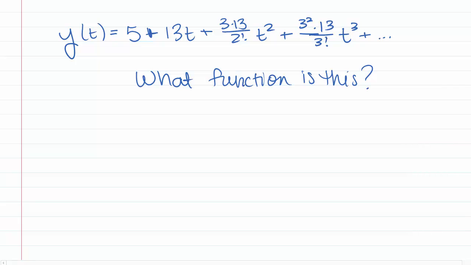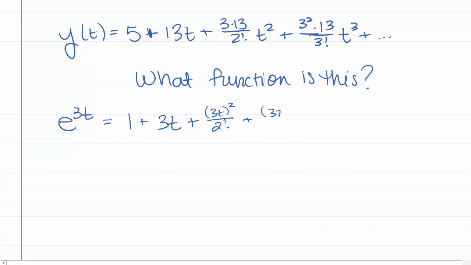So what do we know that might look something like that? Well, we know that e has power of x on top over a factorial on the bottom. So what about if we wanted powers of 3 in there too? What about e to the 3t? What would that be? Well, that would be 1 plus 3t plus 3t squared over 2 factorial plus 3t cubed over 3 factorial plus 3t to the 4th over 4 factorial plus dot dot dot.